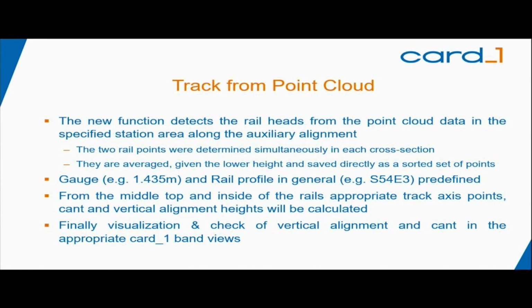Information like gauge and rail profile, here for example 1.435, which is the standard in Central Europe, Germany, and rail profile, should obviously be predefined. From the middle top and inside of the rails, the appropriate track axis points, the cant, and vertical alignment heights will be calculated. Finally, all this information, which then is very accurate, can be visualized and checked in the appropriate CAD1 band views.